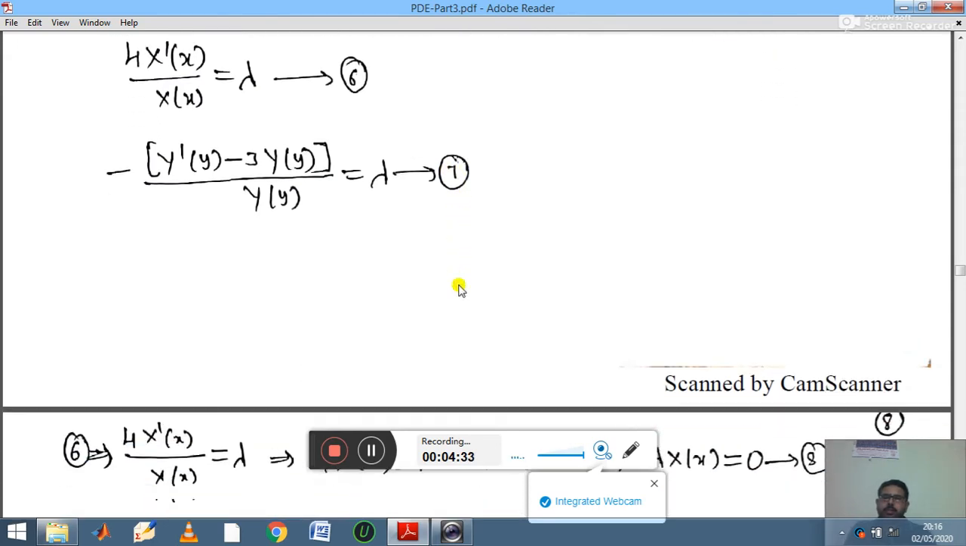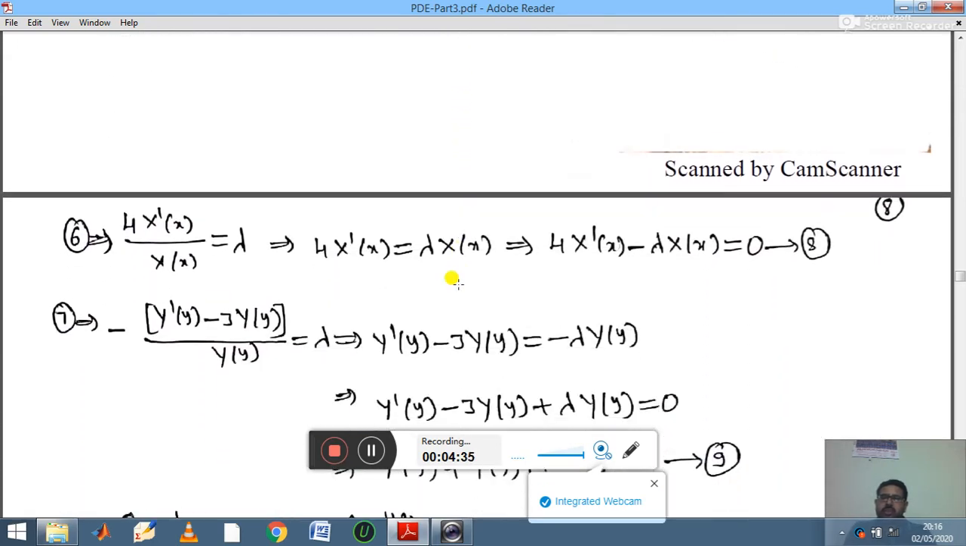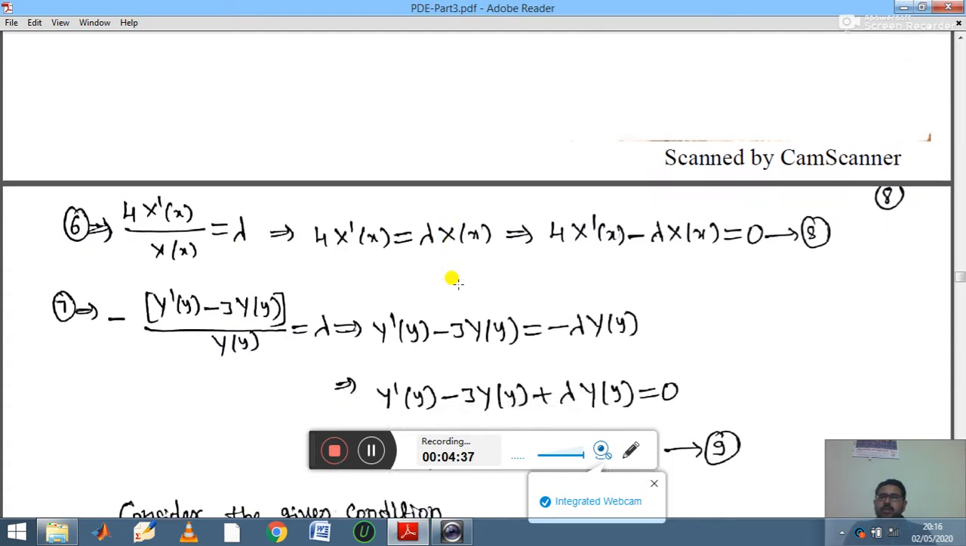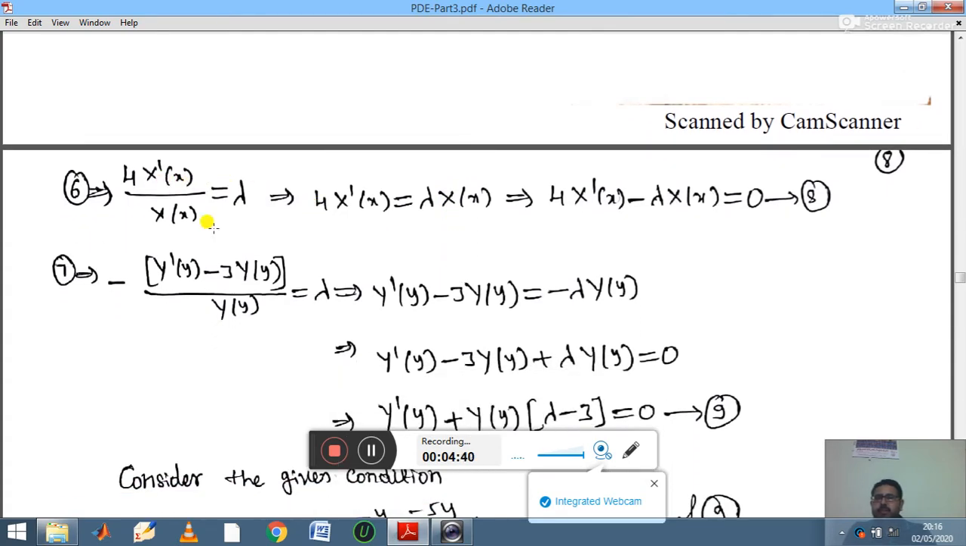Then we are using both the equations here. Equation 6 I am rewriting here. If you rewrite this, 4X'(x) = λX(x). Then if you send this term to the LHS, it becomes 4X'(x) - λX(x) = 0.